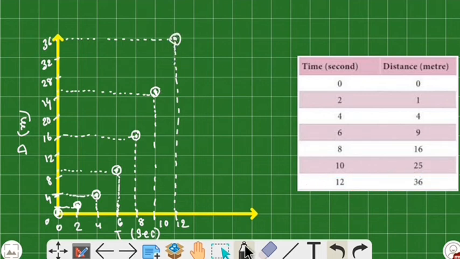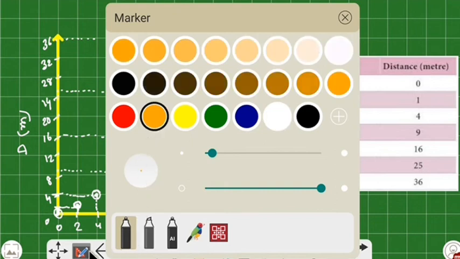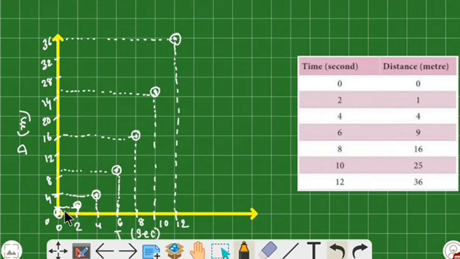Now if we join all the points, this is not going to be a straight line. If we join all the points, here you can see this is not a straight line, it is a curved line. So we can conclude from this graph that it is a non-uniform motion. So I hope you understand how we can tell which one is uniform and which one is non-uniform by the graph only.